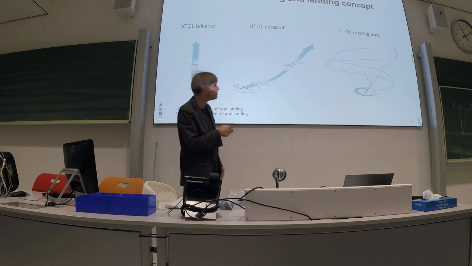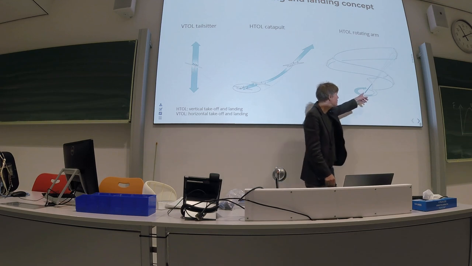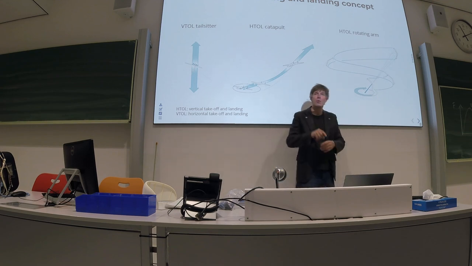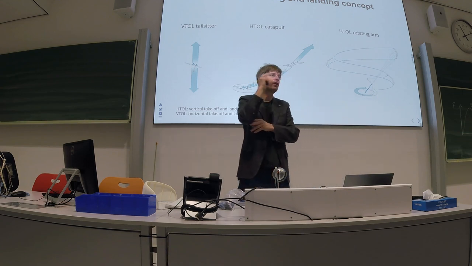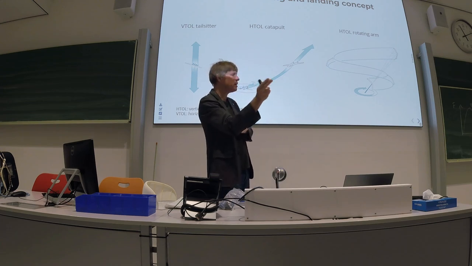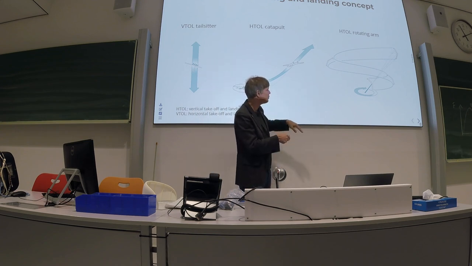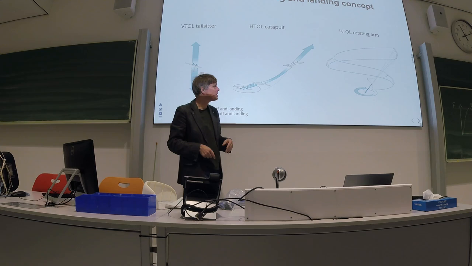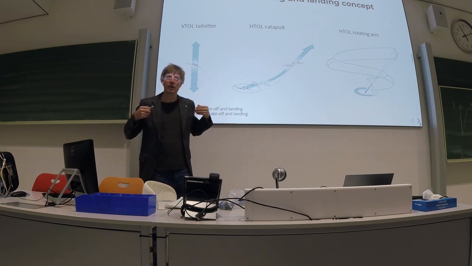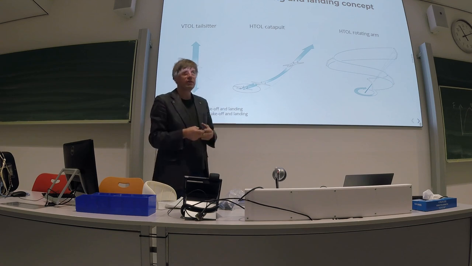And then you have this horizontal takeoff and landing with a rotating arm. That's again the inner kite wing, where you use a rotating arm to catapult, you can also say, the wing into the air. So there is a similarity between these two concepts in the sense that kinetic energy is injected into the wing before it starts flying.